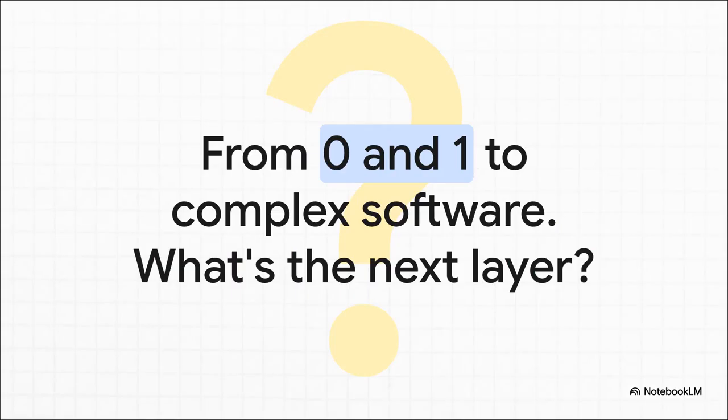So there it is. We started with a simple 0 and 1. From that, we built a language, figured out how to secure it, designed a logical brain to process it, and even created blueprints for building massive software systems. It's an absolutely incredible tower of ideas built one on top of the other. It really just leaves you with one question, doesn't it? What's the next layer going to be?